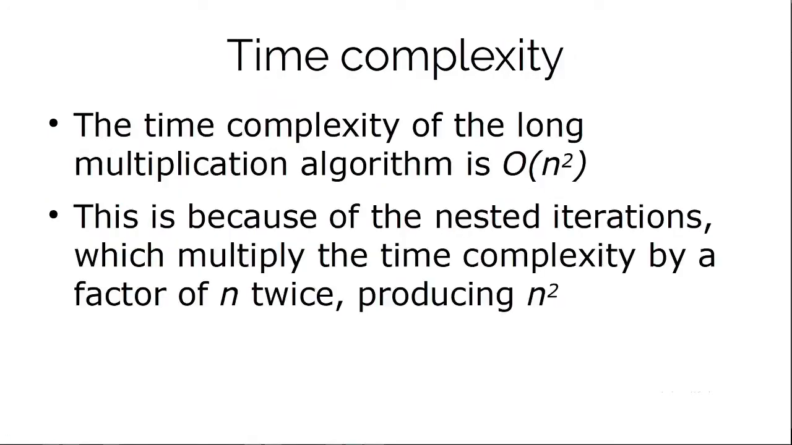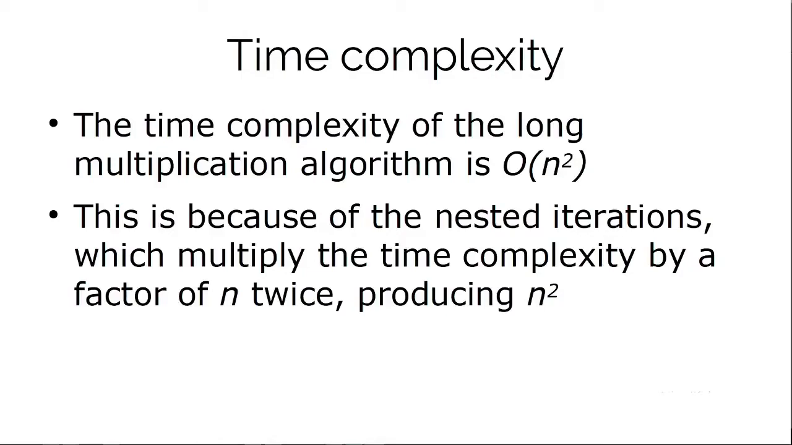So now we'll have a look at what is the time complexity of this algorithm. The time complexity of long multiplication is on the order of n squared, where n is the number of digits in a number being multiplied. And this is because of the nested iterations. If you remember, we iterate through the first number.